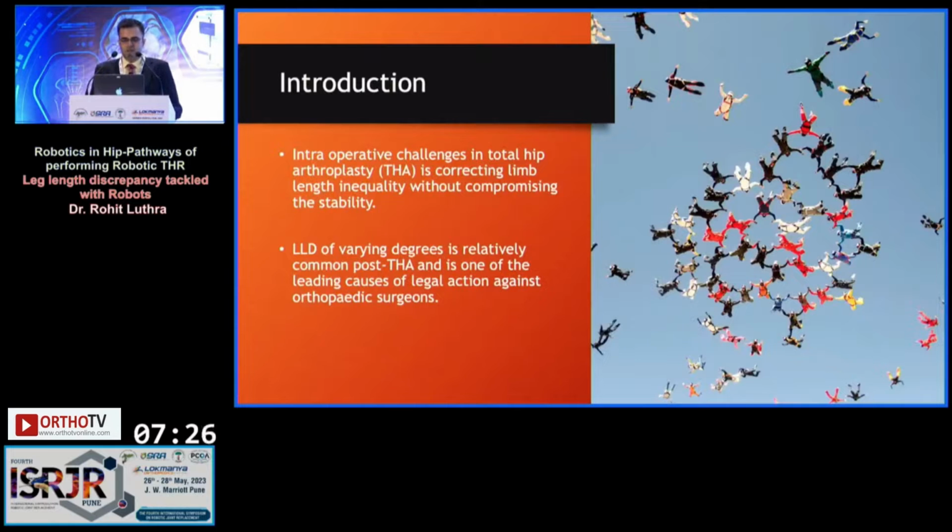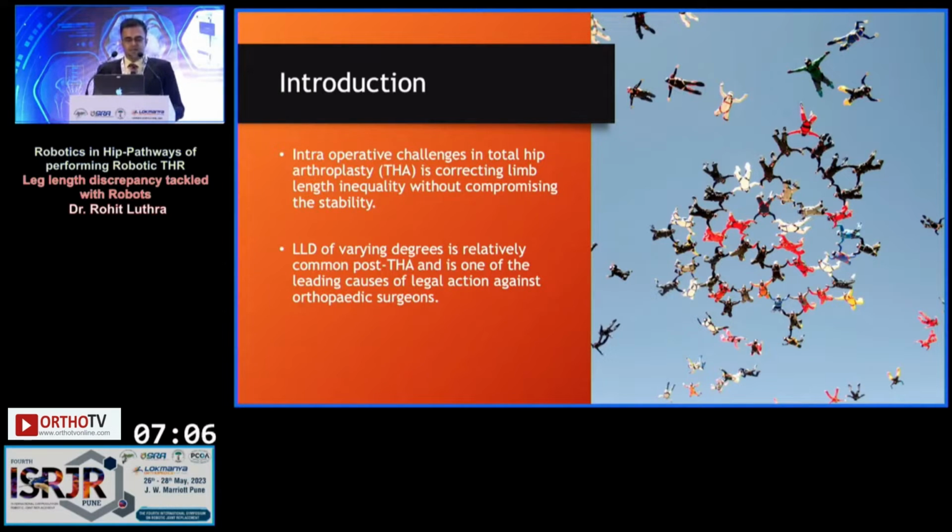So what is important is, intraoperative challenge for the surgeon is to correct the limb length inequality without compromising stability. We all want a hip to be stable, yet it should be equal to the opposite leg. Or when you're doing bilateral, you want both the hips to be equal length. Both the legs should be equal.